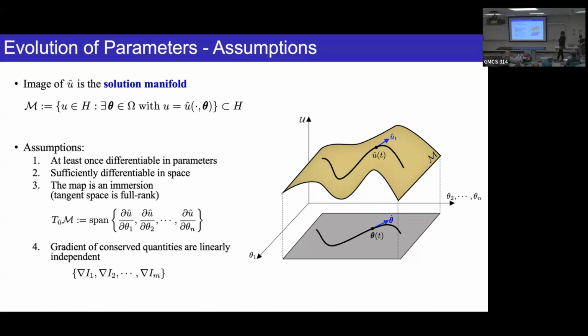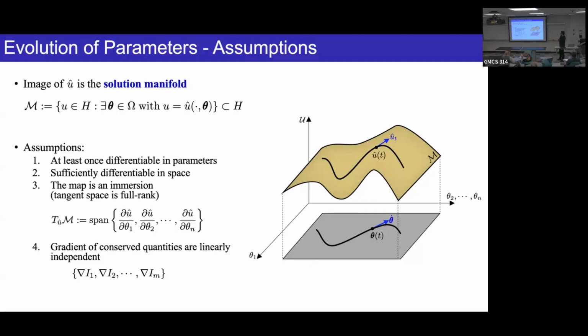And most crucially, I assume that this map U hat from the parameters to the function space is an immersion, which in straightforward words, says that the partial derivatives of the solution with respect to parameters are linearly independent. And that ensures that the tangent space at every point on the manifold is actually full rank. So the projections I'm going to define or use are well defined.